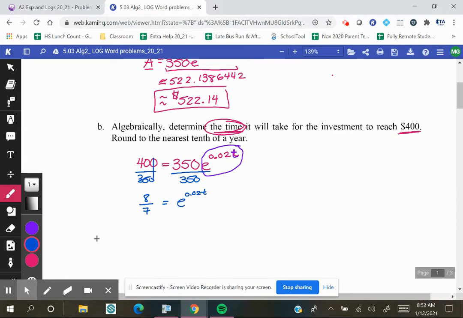Now, since I have an E here, I'm going to use ln's as opposed to logs. So anytime you see an E, use ln. If there's no E, then use a log. So I'm going to literally just go to the front of each side. Of the left side, write ln, and the right side, write ln. So I take the ln of both sides. Now my exponent, once I have a log or ln, can swoop to the front. So here I have ln of 8/7 equals 0.02t times ln of E.